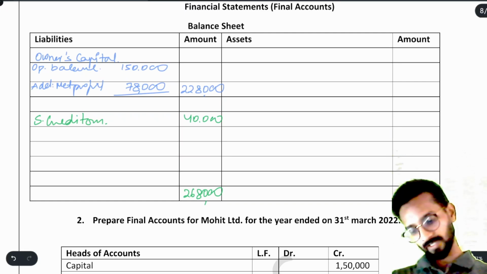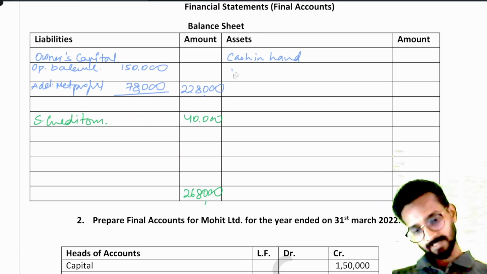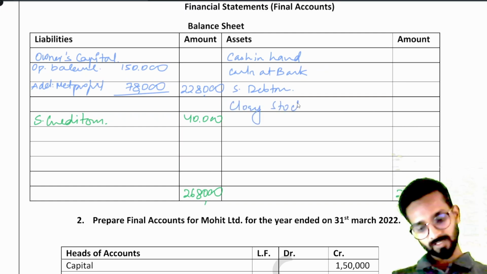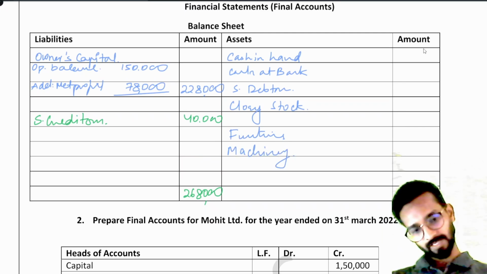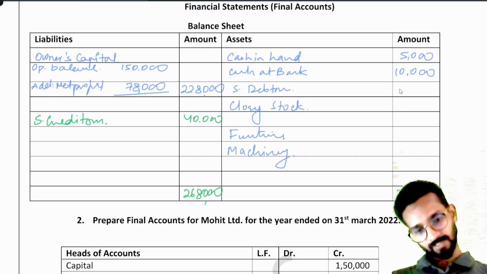So what are your assets? Check. Cash in hand, cash at bank, sundry debtors, and closing stock. Do not forget to write the closing stock. After this, what were the fixed assets? We had furniture and machinery. Write all the amounts. Cash in hand was 5,000. In bank it was 10,000. Debtors were 90,000. Closing stock was 50,000. Furniture is 13,000.